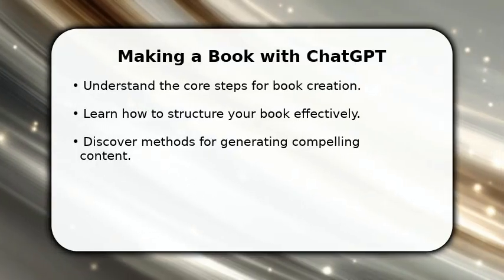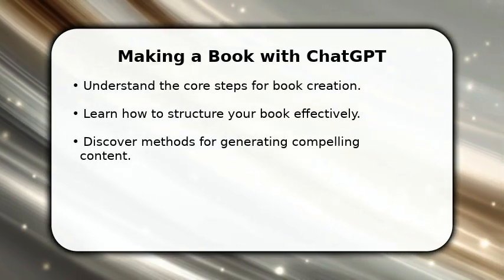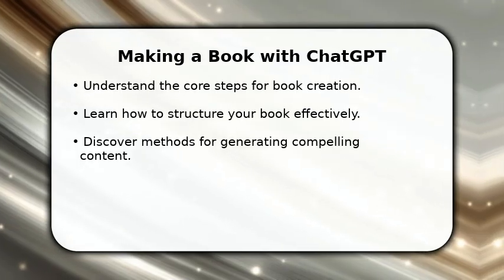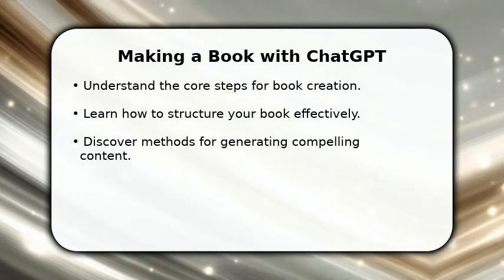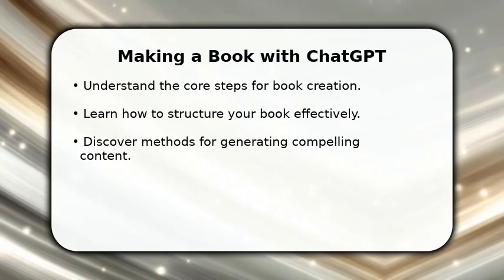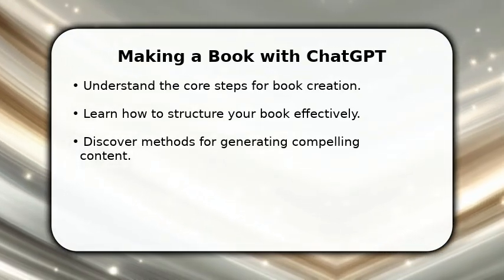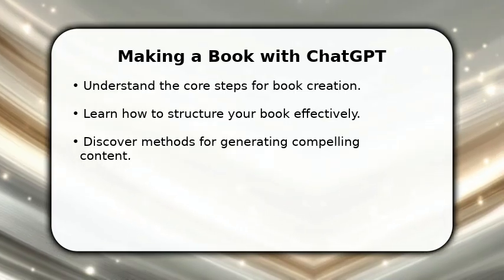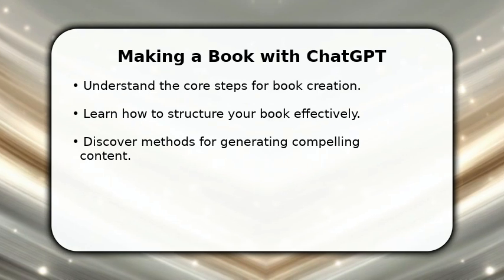In this video, I will explain how to make a book with ChatGPT. First, we will establish a clear vision for your book, defining its purpose and audience. Then, we will outline the entire structure, breaking it down into manageable chapters and sections. Next, we will leverage the AI to generate initial drafts and expand on your ideas. Finally, we will focus on the critical human editing process to ensure quality.